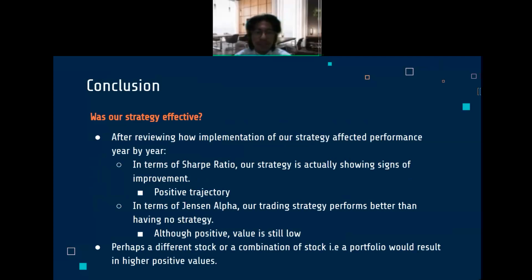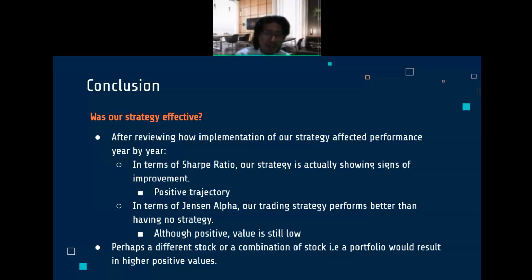So, conclusion: was our strategy effective? After reviewing how implementation of our strategy affected performance year by year, in terms of Sharpe ratio, our strategy is actually showing signs of improvement, a positive trajectory. If you go back to the first table in our presentation, you'll notice that the Sharpe ratio values go from negative to positive starting from 2018. In 2018 and 2019, we got negative Sharpe ratios, but in 2020, that's when things started to go up in a positive direction.